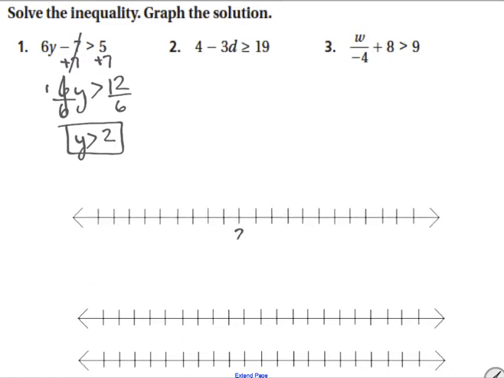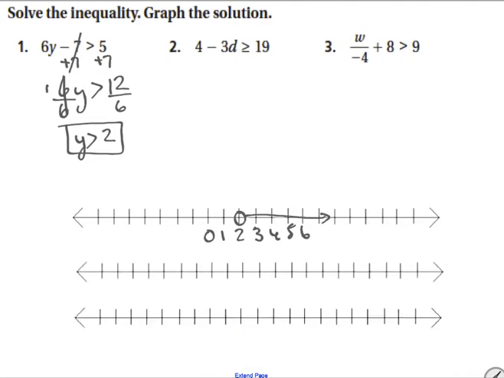We need a 2 on our number line. Throw a couple more numbers on just for good measure. And the 2 is not included, so it's open. And it says y is greater than 2, so we need the arrow going towards greater numbers.